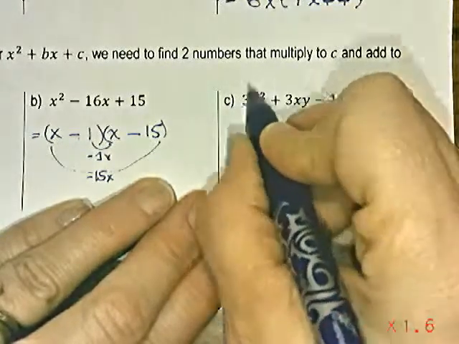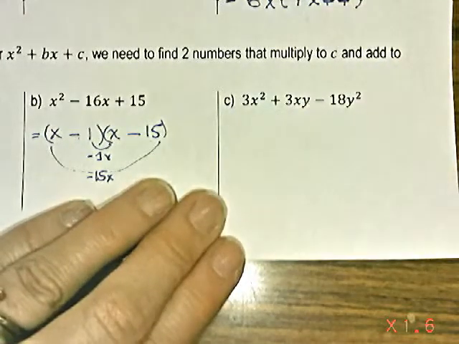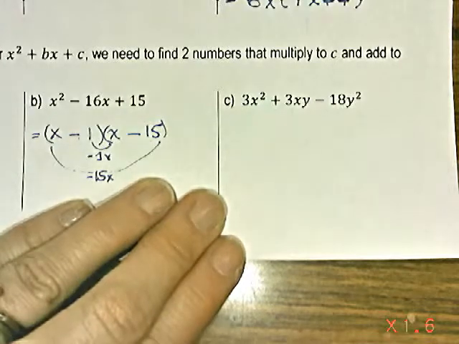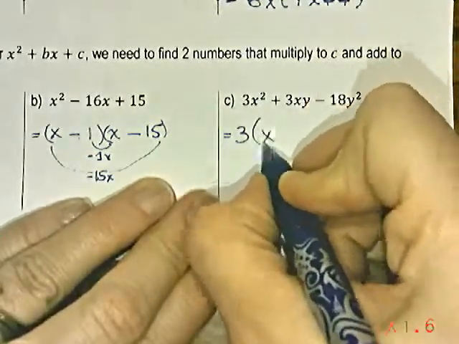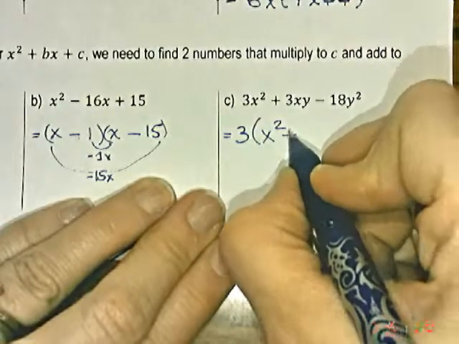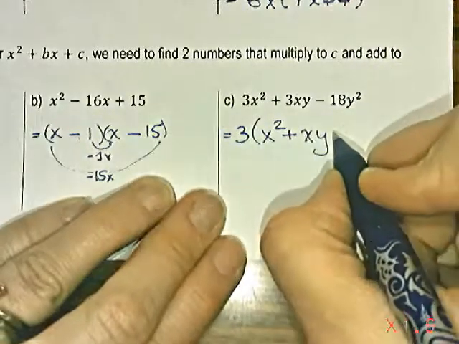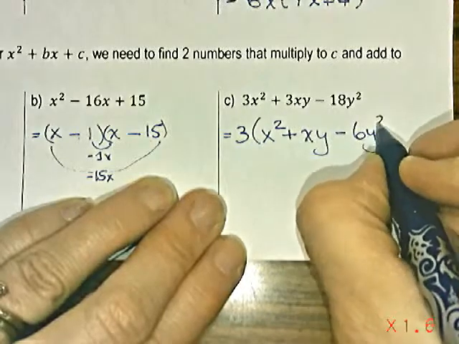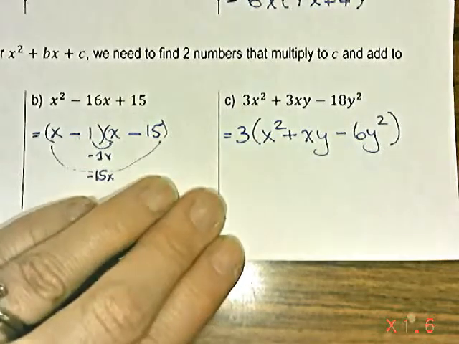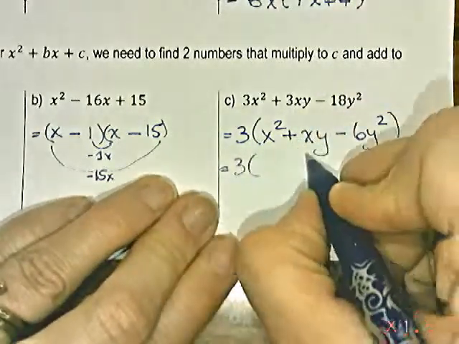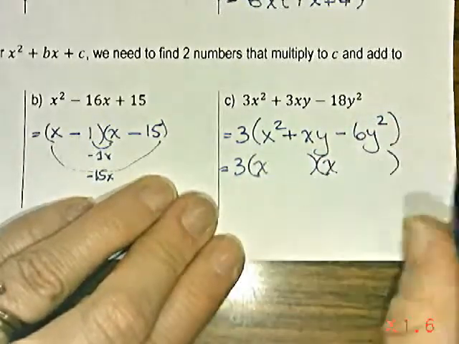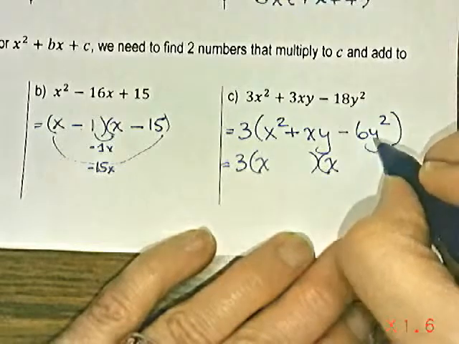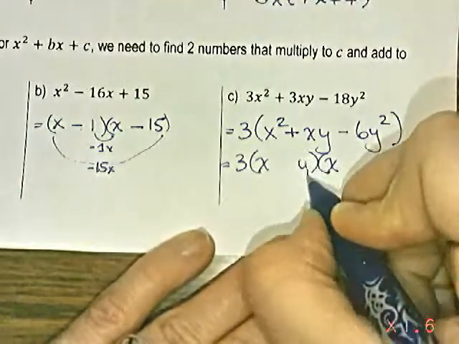Now, look, I can common factor. Always, always, always common factor first. I can common factor that 3 out, allowing me to have a much easier trinomial to factor. Always do yourself a favor and watch for common factoring. Now, I simply need to ask myself, how do I get to an x squared? Well, that would be x times x. How do I get to this y squared at the back? Well, that would be y times y.